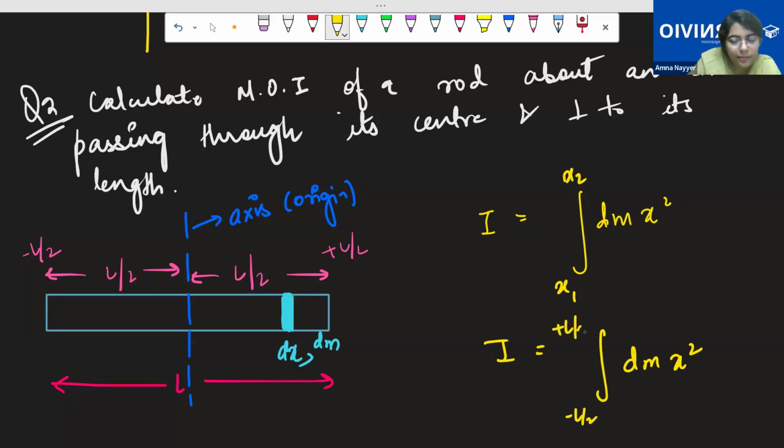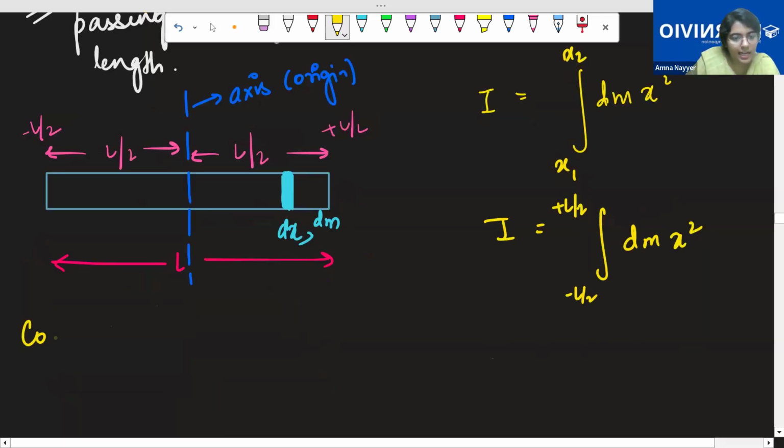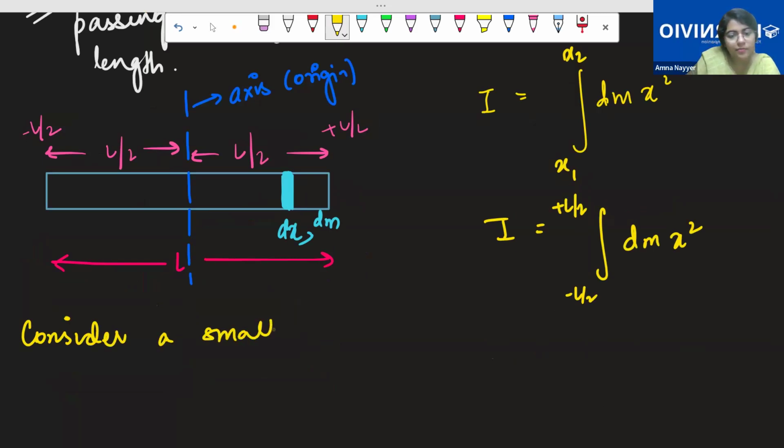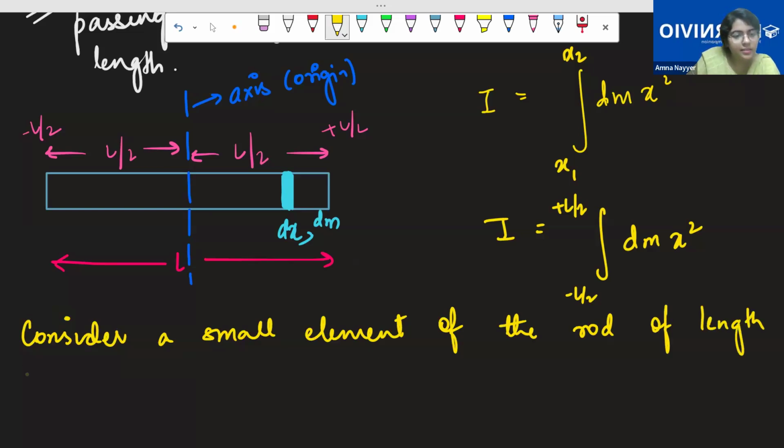Can you repeat when do we use the integral? Yes, integration when you have something variable. Like I have chosen a very small element dx. So let's say I'll write it here. Consider a small element of the rod of length dx and mass dm. Okay, length is dx and mass is dm.